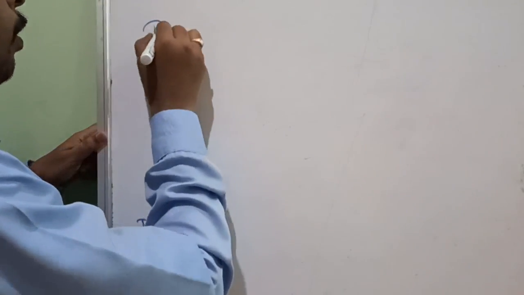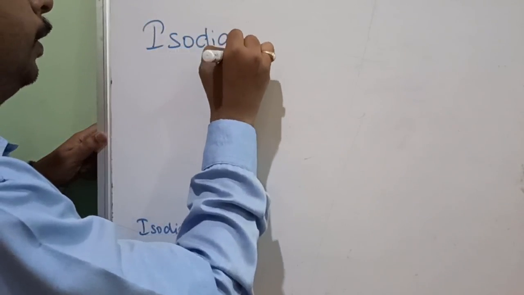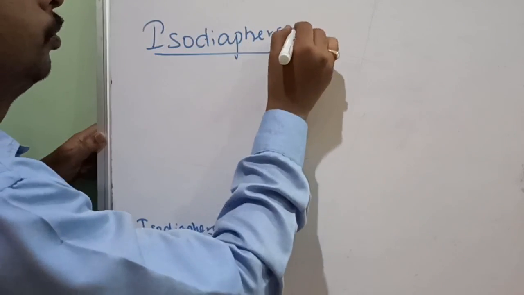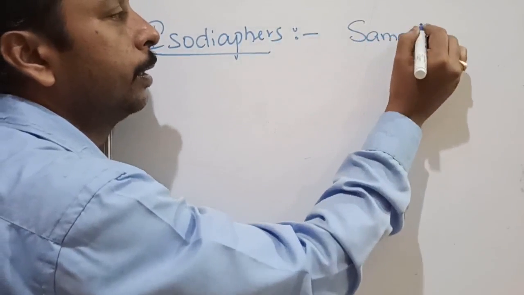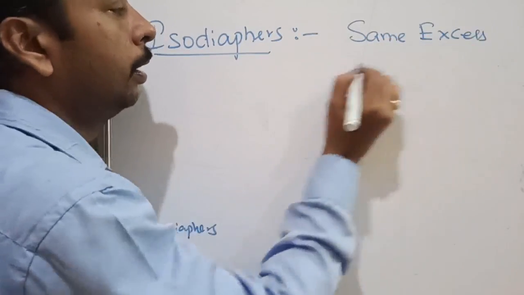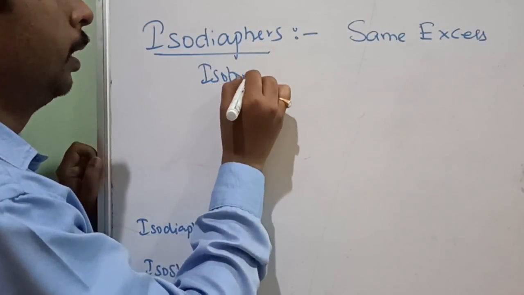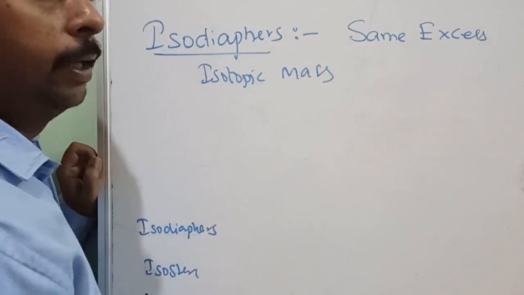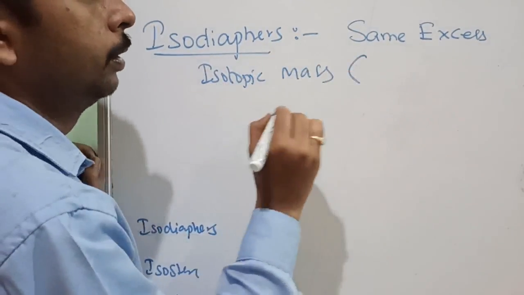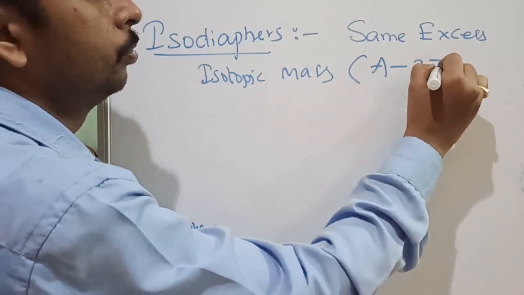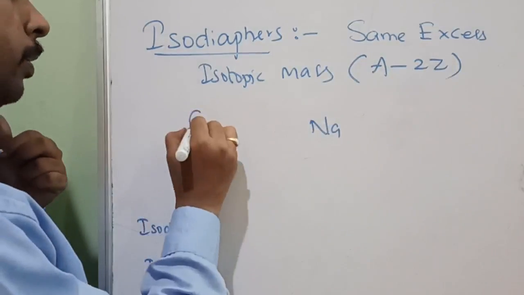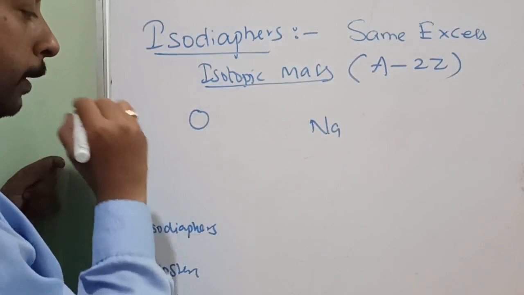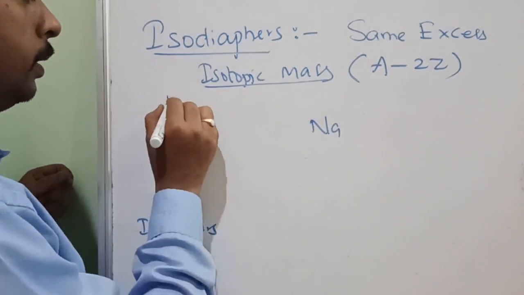Now we are going to study a very important, very difficult topic, isodiaphers. Okay? Isodiaphers are the species which have the same isotopic excess mass. What is isotopic excess mass? A minus 2Z. Normally, let us take oxygen. So here atomic number is 8 and mass number is 16.